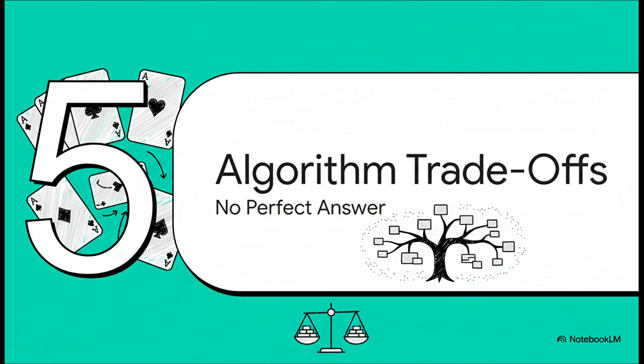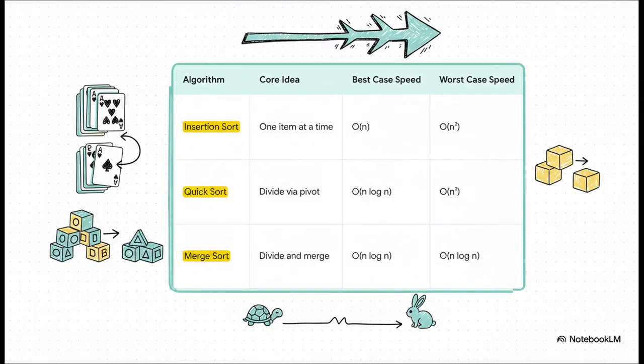So, is MergeSort the best? Is it the one algorithm to rule them all? Well, not so fast. This brings us to one of the most important lessons in all of computer science. It is always about trade-offs. There's almost never one single best answer for every single problem. Just take a look at this.